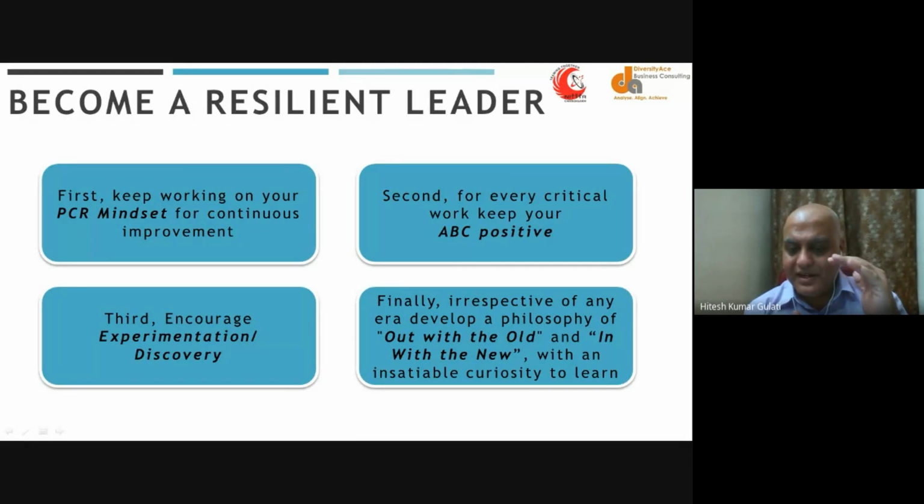If you are getting 80% or above, that basically trademarks you as a highly resilient leader. If your score is between 60 and 80%, then you have advocate resilience. But if it is less than 60%, that is the time when you have to work more on the resilience part. Now let's open it into three parts.